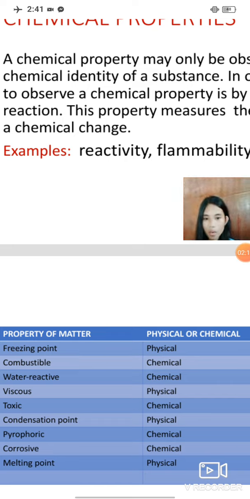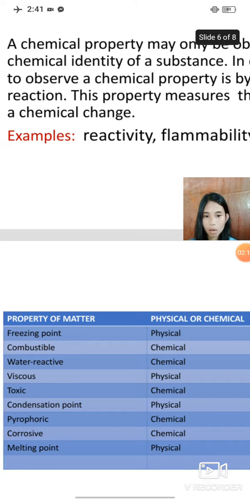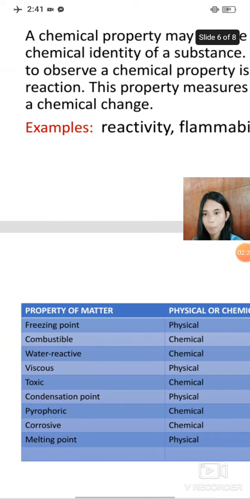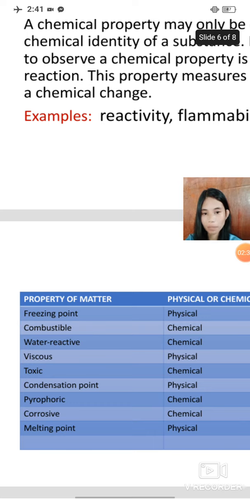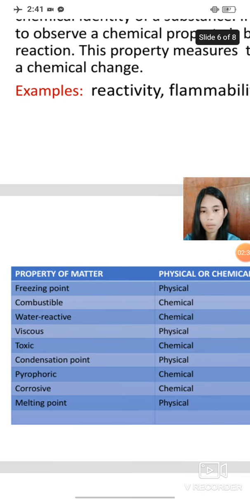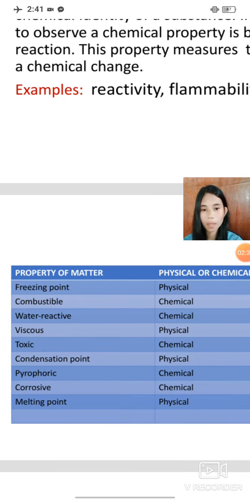And then water reactive, also a chemical property. A material that reacts violently, explodes, or produces flammable, toxic, or other hazardous gases. Water reactive. So, viscous, having a thick or sticky consistency, or resistance of a fluid, liquid, or gas.